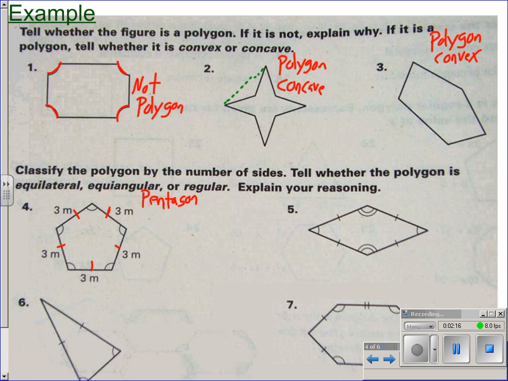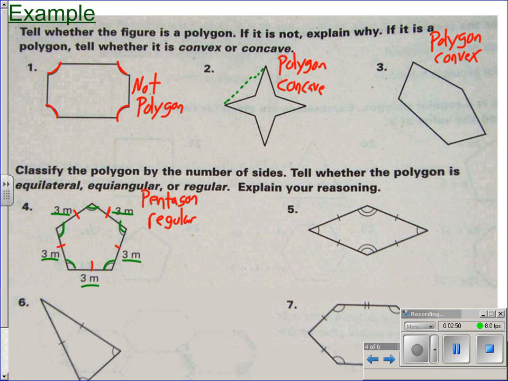Now, is this thing equilateral? This side's 3, this side's 3, that side's 3, that side's 3, that side's 3. They're all 3. So yes, it's equilateral. Is it equiangular? Those little arcs tell you all these angles are the same. So it is equiangular. If a polygon is equilateral and equiangular, it's regular. So we have a regular pentagon.